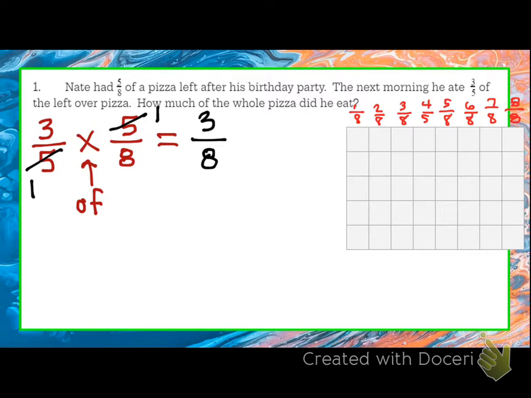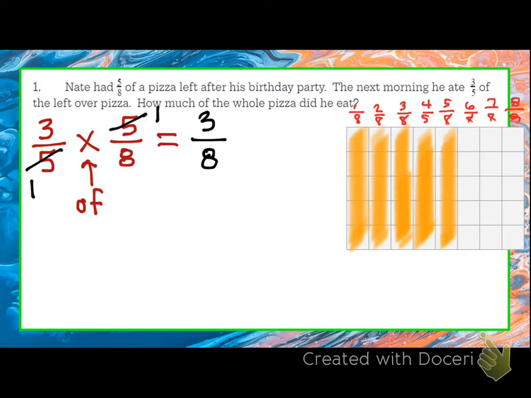Okay, so when I'm looking this way, each of these is going to represent 1/8. So if we look back into the problem, it's saying that 5/8 of the pizza is left after the party. So I'm going to shade 5/8. So 1/8, 2/8, 3/8, 4/8, and 5/8. Okay, that's how much pizza is left after the party.